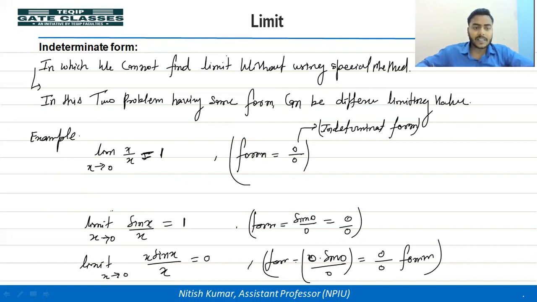You can see that when we get the same form in different questions, the limiting value can be the same or different also. In the first and second case, the limiting values are the same and the forms are the same. But in the second and third, you can see the forms are 0 by 0 form, but the limiting values we are getting are different. So in the indeterminate form, two problems having the same form can have different limiting values, right?